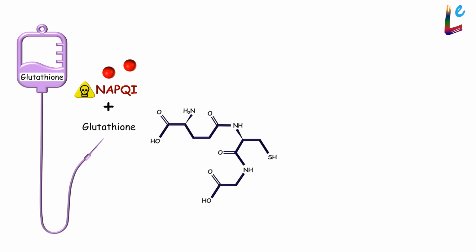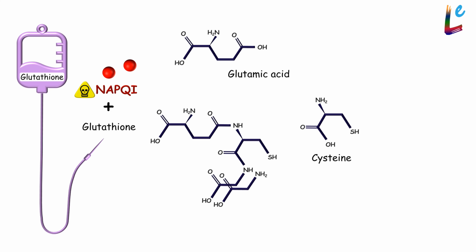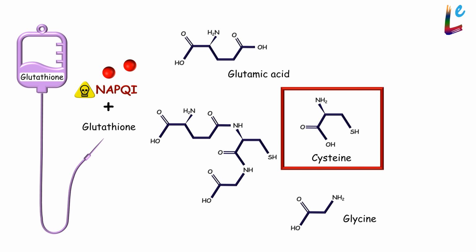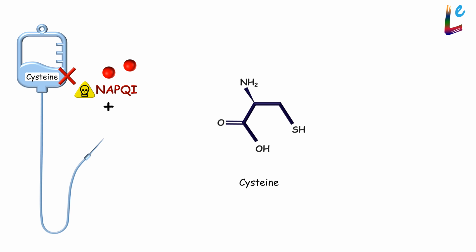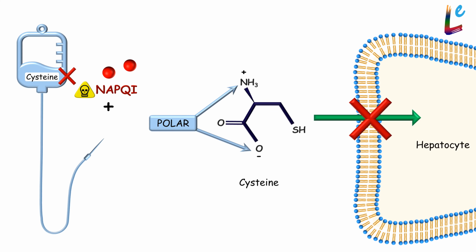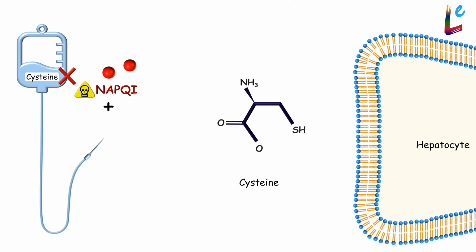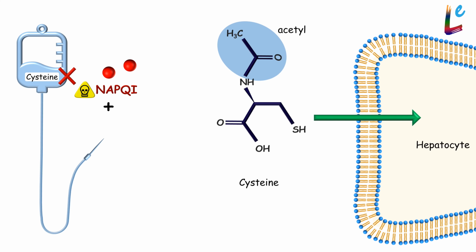Now, glutathione is synthesized from 3 amino acids: glutamic acid, cysteine, and glycine. Of these, depletion of cysteine is what leads to glutathione depletion. However, cysteine cannot be administered as such. One of the reasons is that cysteine is a polar molecule. We know that polar molecules cannot easily cross the cell membrane. So instead of cysteine, what we administer is an acetyl prodrug that can easily cross the hepatocyte membrane. This is N-acetylcysteine or NAC.